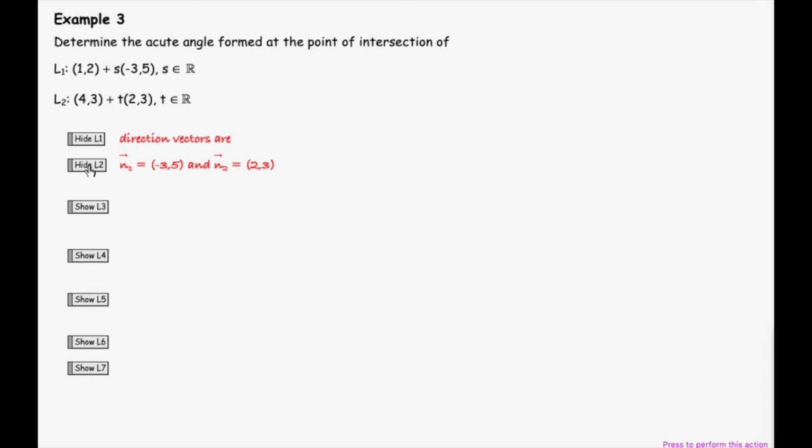I guess what I should note, of course, is that these are not parallel because there are no scalar multiples that would make them parallel. If they were parallel, we would not be able to find the angle between the two lines, unless we wanted to say the angle was 0 or 180. So what we're going to do is use the formula that I just showed you.